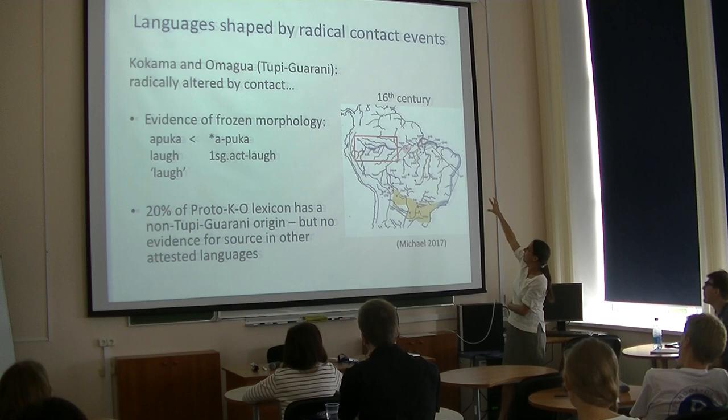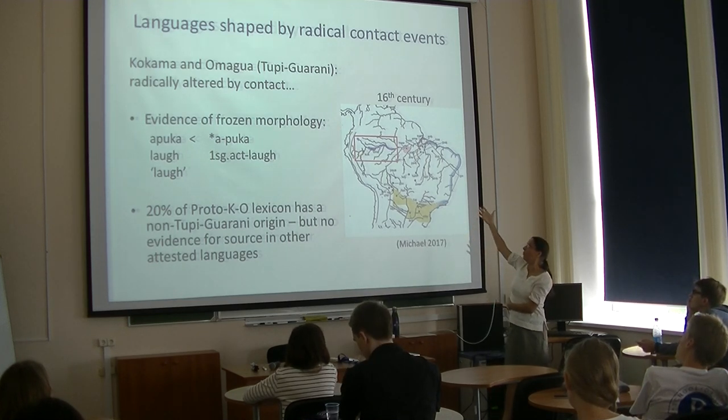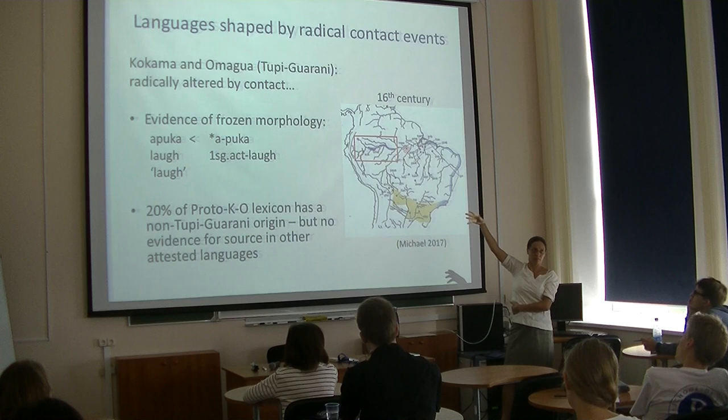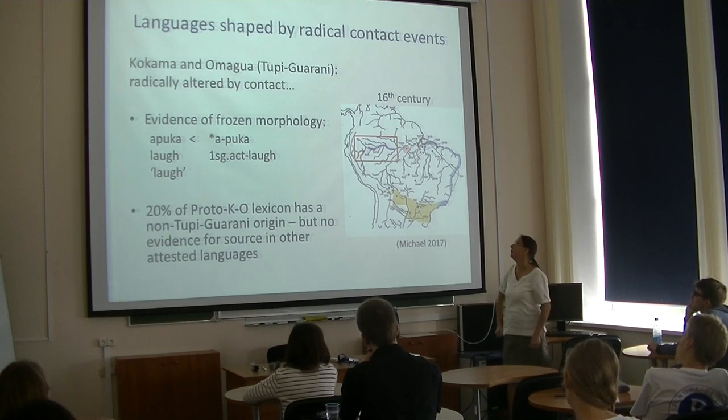Kukama and Omagwa would have broken off from them and gone up to the Amazon. At some point later, the Europeans would have arrived, taken Tupinambá, and brought it more inland as this contact variety, which then, of course, became quite different from Tupinambá, or somewhat different. But the question is, what happened to Kukama and Omagwa?